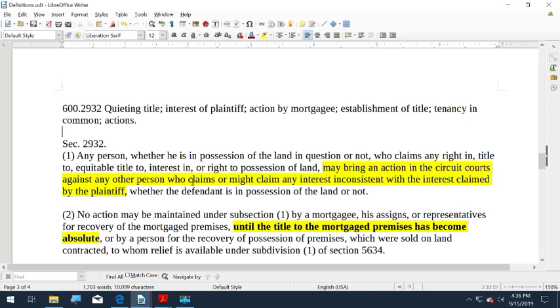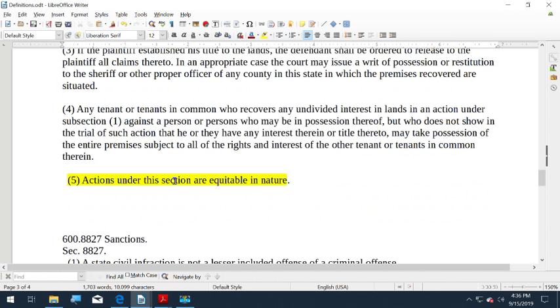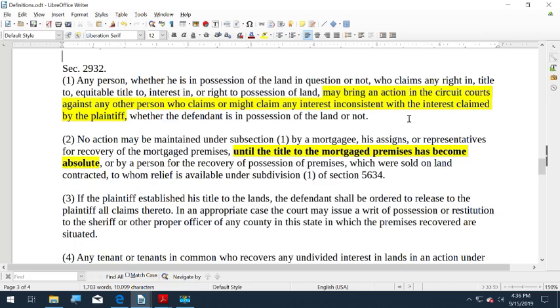But because they have never quieted your title, right? This is how you get it done. You would have to bring an action in the circuit courts. Again, this is Michigan. And further in here it says, and the actions of this section are equitable in nature. Well, then you have to bring it into the circuit court in equity. Well, that would mean you bring it into the circuit court in Chancery division, because Chancery is equity.